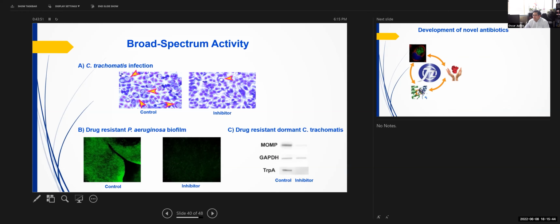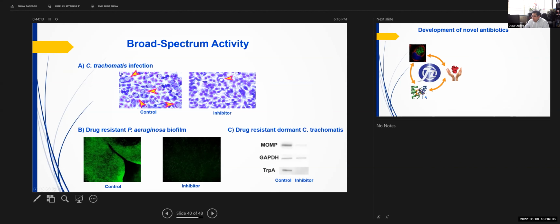We have also tested these with other dormant stages in Chlamydia trachomatis. The only thing you need to keep track of is the intensity of this band over here. I'm hoping that you guys can see my pointer. In this tryptase band, you can see the concentration of dormant stages. And after the inhibitor treatment, the band is pretty much gone.